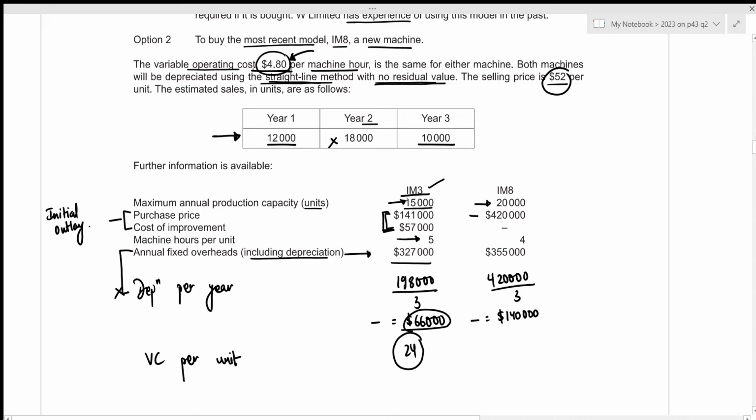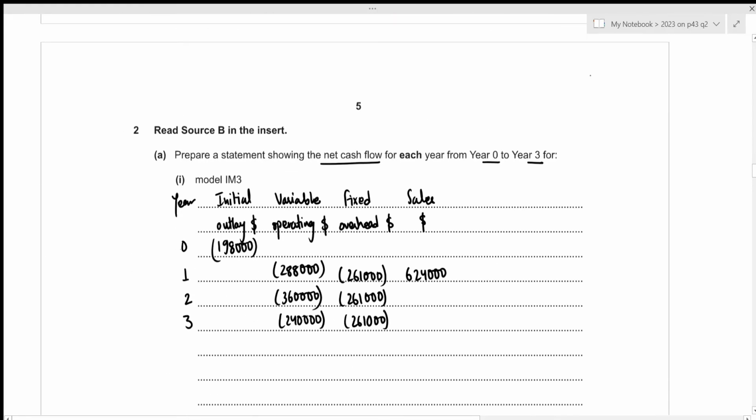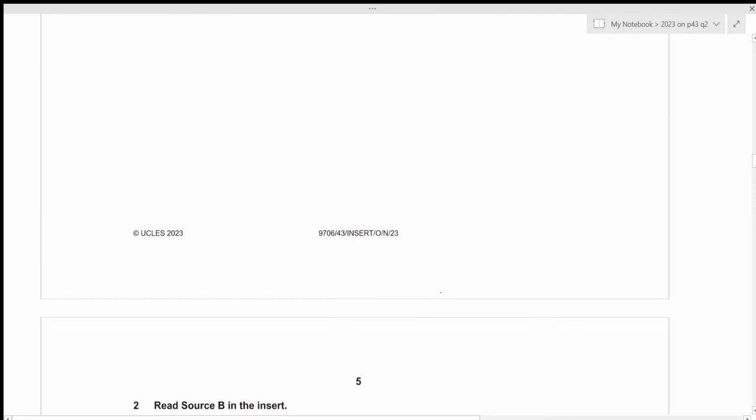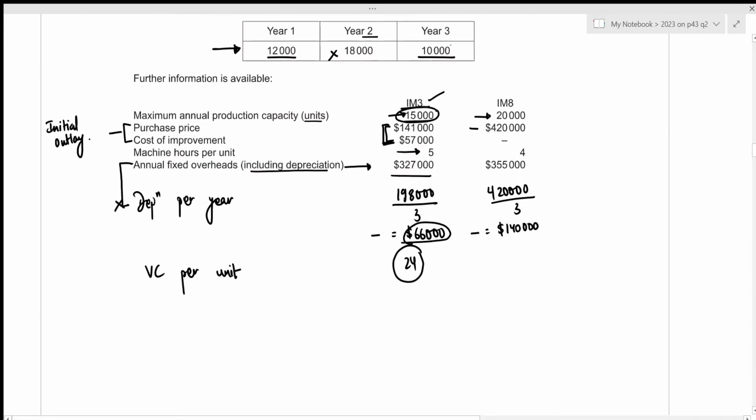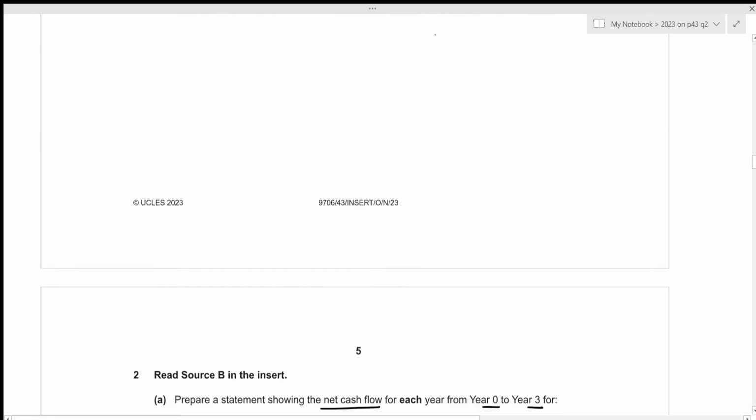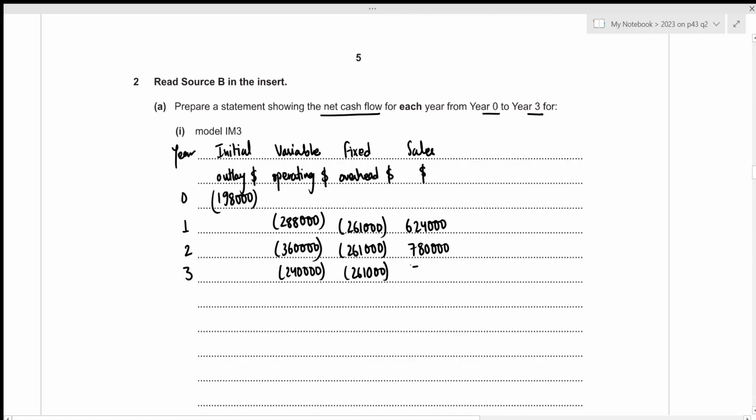Then for year 2, we utilized the units of 15,000. So that will be 15,000 times 52, which results in 780,000. And for year 3, that will be 10,000 times 52, which results in 520,000. Now we have incorporated all of our cash inflows as well as cash outflows, so we can easily figure out the net cash flows now.